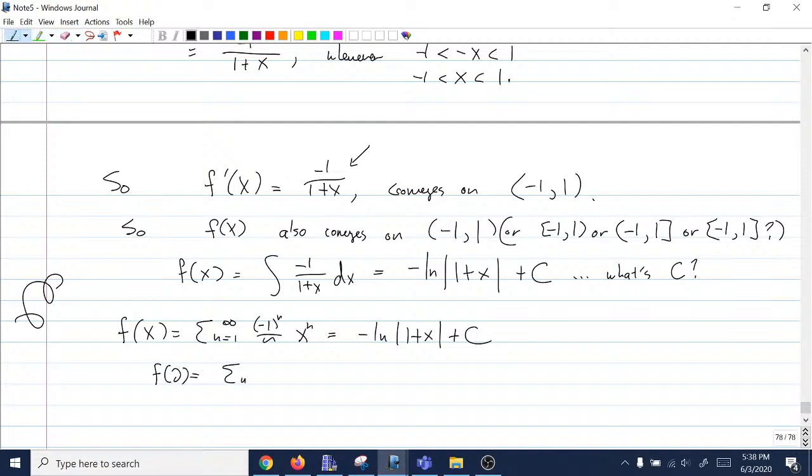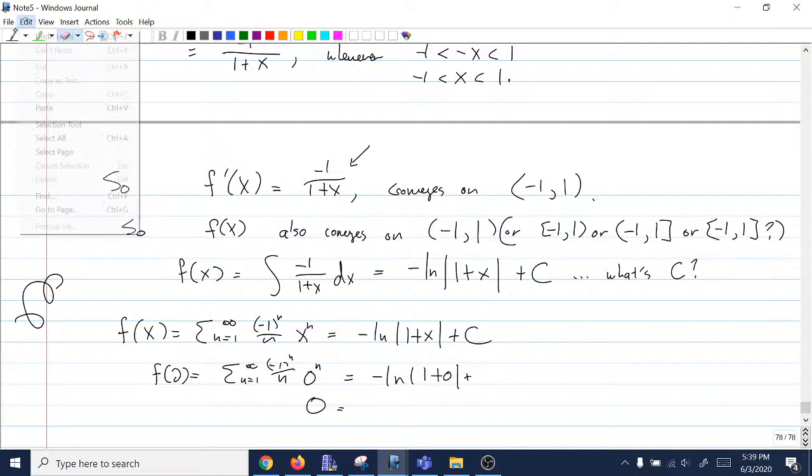F of 0 is the sum from n equals 1 to infinity of -1 to the n over n, 0 to the n, which you want to say is always 0, except it's not at n equals 0, but there is no n equals 0 term, so okay, this thing is always 0. Remember, 0 to the 0 is defined to be 1 in this context. Equals negative natural log of absolute value 1 plus 0. So 0 equals 0 plus c.